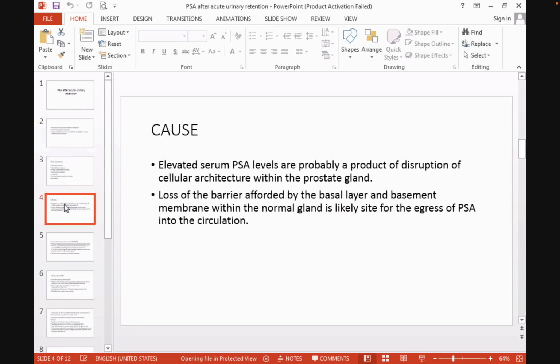Next slide. The cause for the elevated PSA level is probably a product of disruption of the cellular architecture within the prostate gland, due to the loss of a barrier afforded by the basal layer and the basement membrane within the normal gland. It is likely a site for the egress of PSA into the circulation. Next slide.